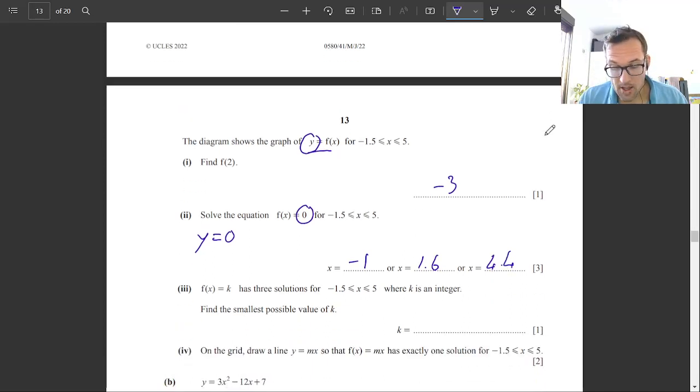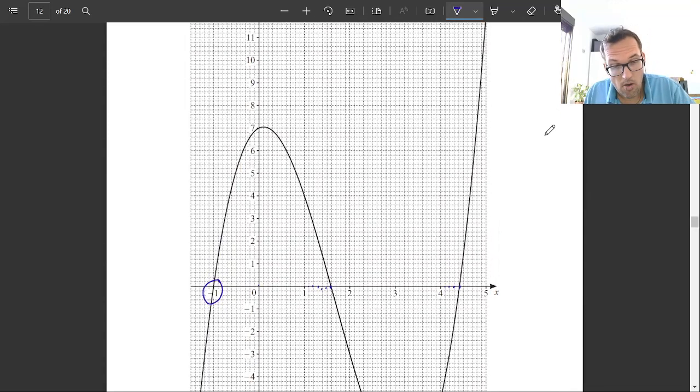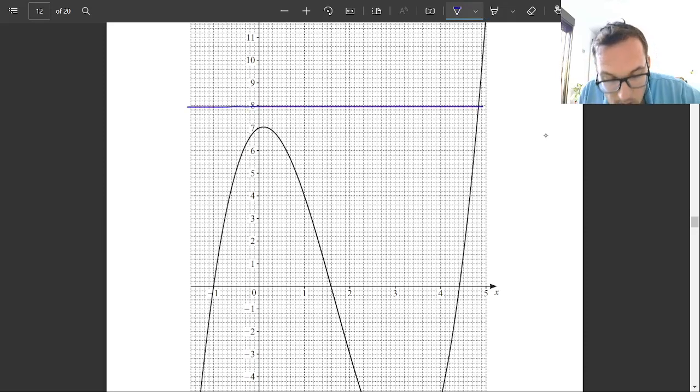Right. Next one says the function of x equals k. Remember, before it was equal to 0, horizontal, we had 3 solutions. Now it's equal to k. K is an integer, which means a whole number. No fractions, no decimals. Find the smallest number where it has 3 solutions. Okay, so first of all, if k was 8, that means we would have had a line going through 8. Like this. And we'll have 1 solution.